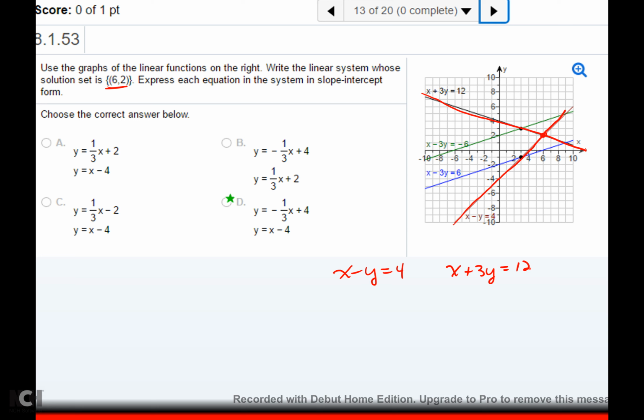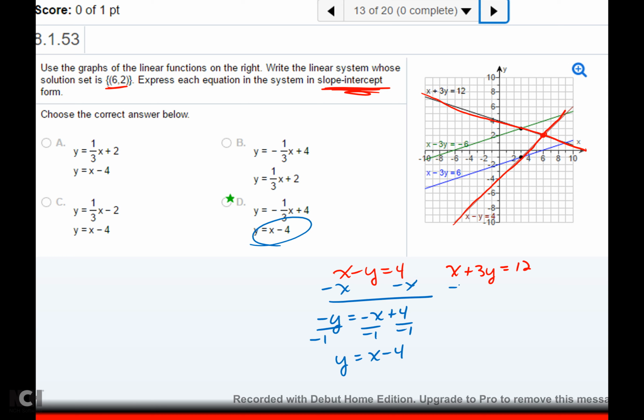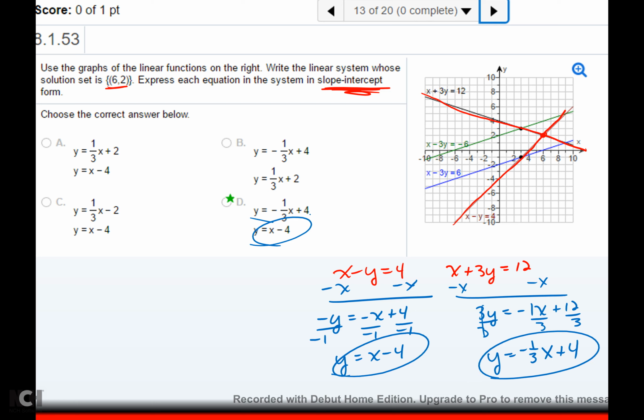There's my system, but they want it in slope-intercept form, which means get y alone. So if I get y alone on this one, minus x, I get negative y equals negative x plus 4. Divide by a negative 1, and I get y equals x minus 4. To get y alone here, I'm going to minus x. That gives me 3y equals negative 1x plus 12. Divide by 3, divide by 3, divide by 3. Y equals negative 1/3 x plus 4. There's my system.